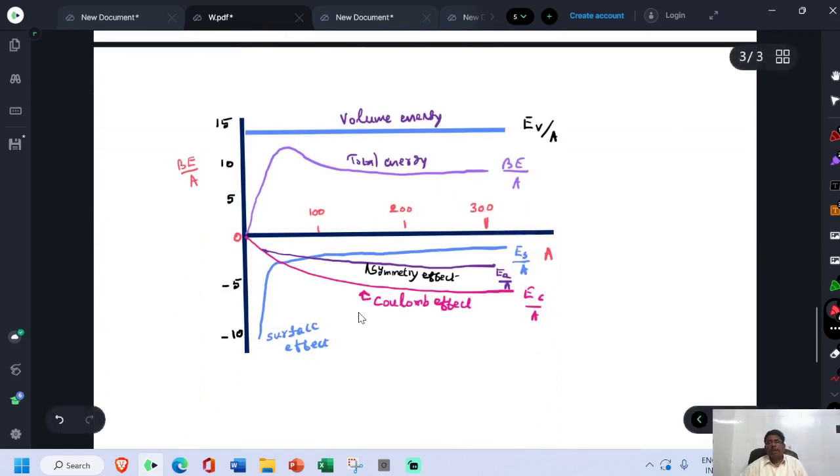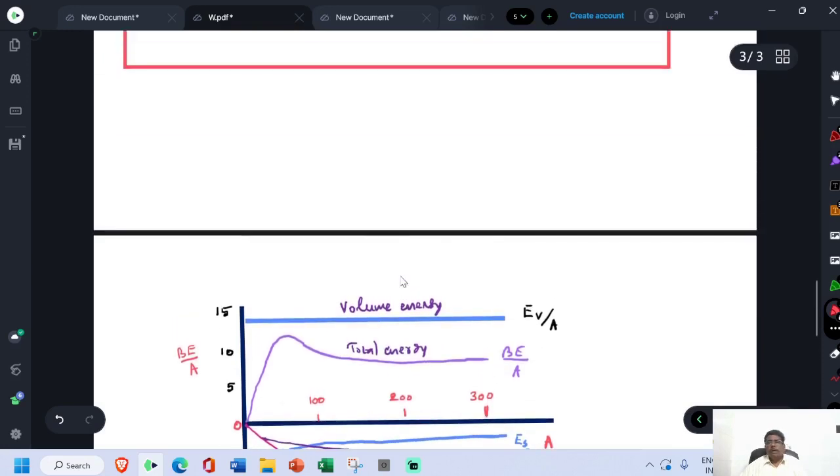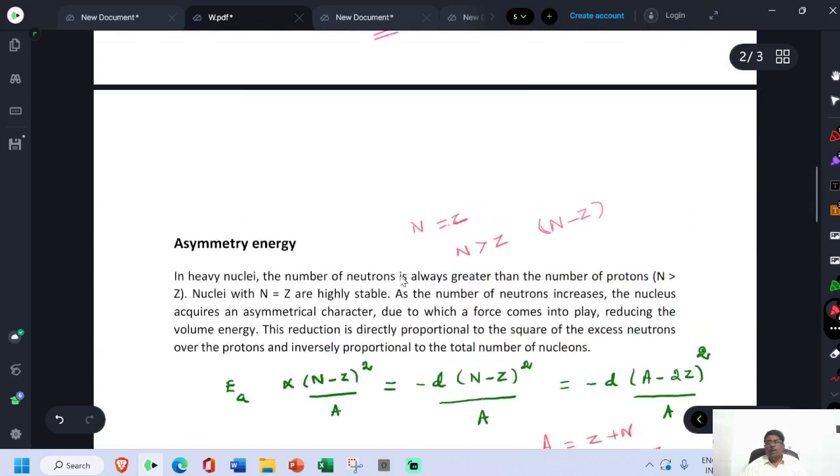We are going to understand more about these energy terms. This is the total binding energy, which is in the positive quadrant. The volume energy term is in the positive quadrant. So you get binding energy per nucleon. But the asymmetric term, surface energy term, and Coulombic term are present in the negative region. That's all about Weizsäcker's semi-empirical mass formula.